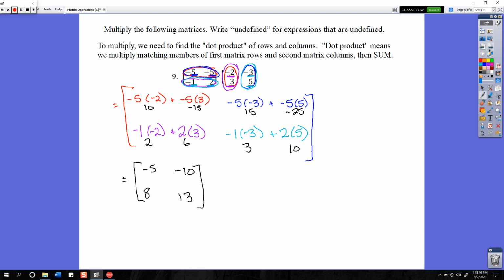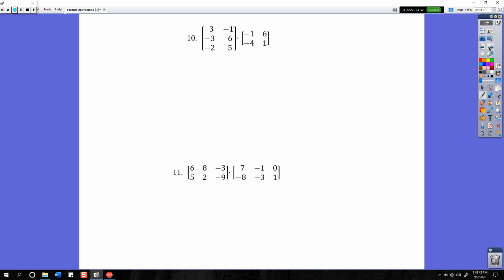Now, looking at number 10. Number 10 is very similar. Okay, it's just a little bit longer. So if you want to go ahead and pause the video and try this one on your own first, go ahead. I'm going to do this one a little bit more shorthand so you guys can see how to do this a little bit quicker. So, first row, first column. Now, when I say shorthand, I'm just going to do the multiplying part now and just leave it as an addition statement. So, 3 times negative 1 gives me negative 3 plus negative 1 times negative 4 gives me 4. Okay, so that makes it go a little bit quicker.